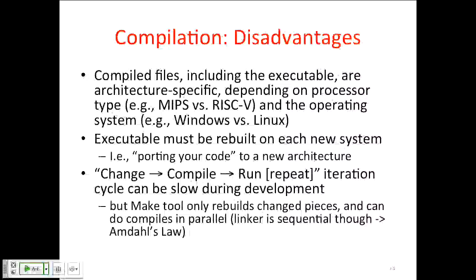Another issue is this process can be a bit slow if you're used to interpreters. Every time you change your code, you have to wait to recompile it, to link it, and then you can run it. And that can slow down your compile, edit, debug loop. But like I said, some tools help here, like make, which only rebuilds the changed pieces. But you're limited by this sequential step of linking everything together to make a final executable before you can run it. And this is like another tiny example of Amdahl's law, right?